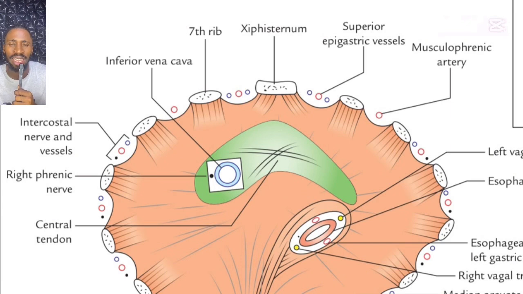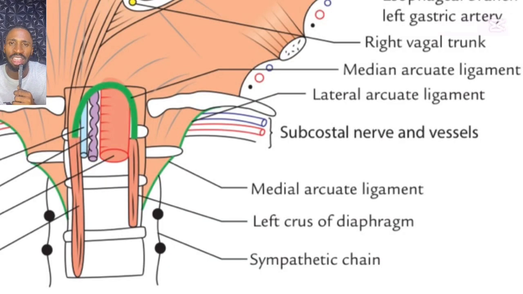Between the seventh and the eighth rib is transmitted the musculophrenic artery. Don't forget, between the seventh and the eighth rib, the musculophrenic artery. Between the seventh and the 11th rib are transmitted the lower 5 intercostal nerves and vessels. Also, deep to the lateral arcuate ligament are transmitted the subcostal nerve and vessels. Do you get it now?